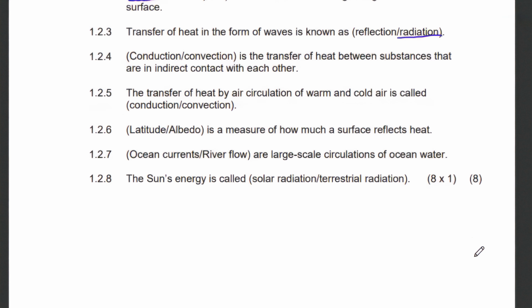Conduction or convection is the transfer of heat between substances that are in direct contact with each other. When you are looking at direct contact, that is conduction. The molecules of a substance pass heat from one to another because they are in close contact. That is conduction. Then number 1.2.5, the transfer of heat by circulation of warm and cold air is called convection.